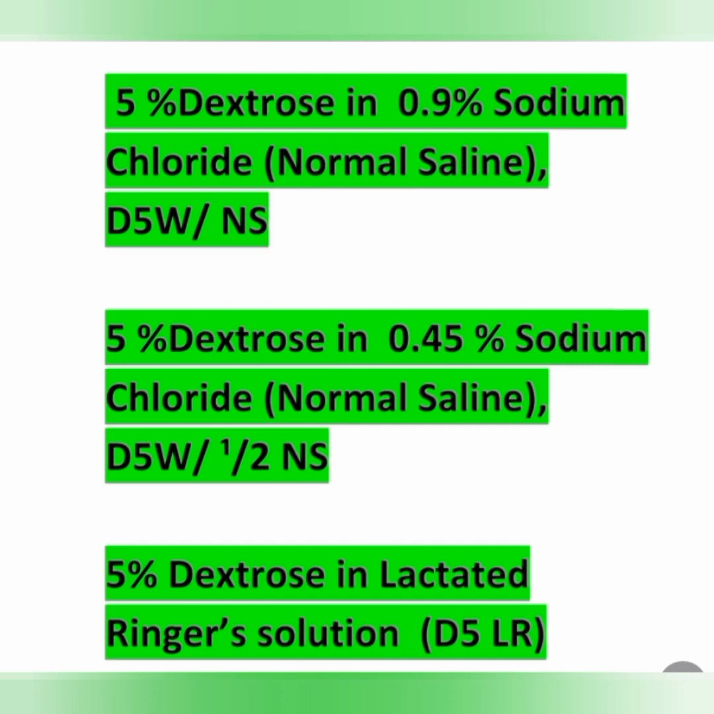5% dextrose in 0.9% sodium chloride. So 5% dextrose in 0.9% is a hypertonic solution, and 5% dextrose in 0.45% sodium chloride is a hypertonic solution, and 5% dextrose in Ringer lactate solution, D5 in Ringer lactate, is a hypertonic solution. So these are all the examples for hypertonic solutions.